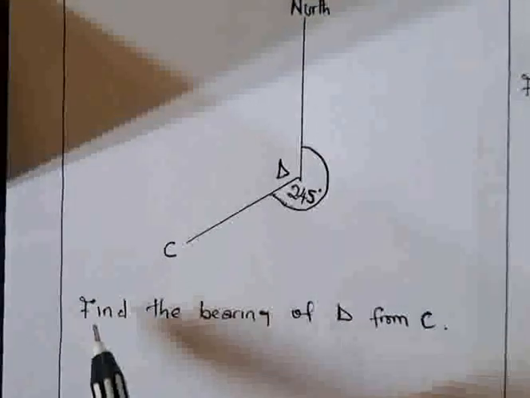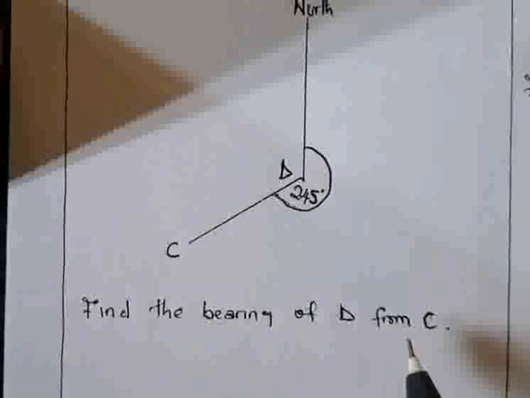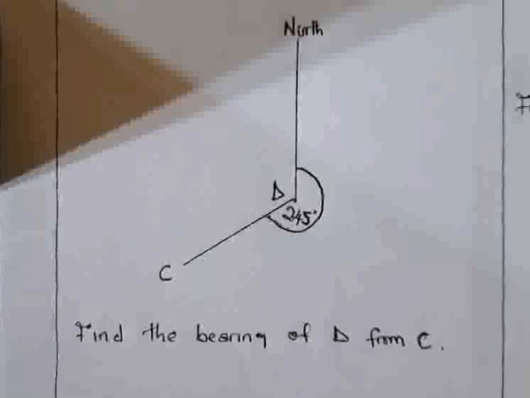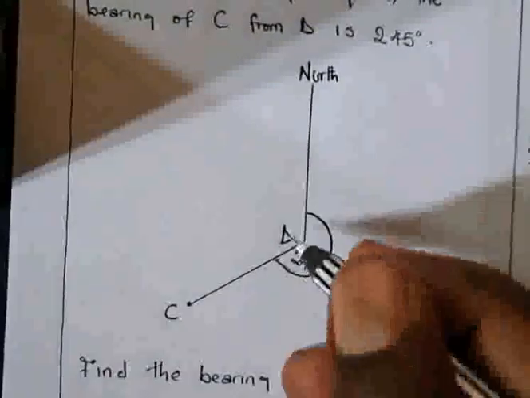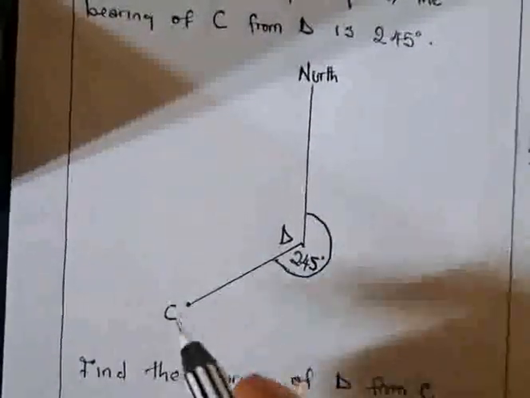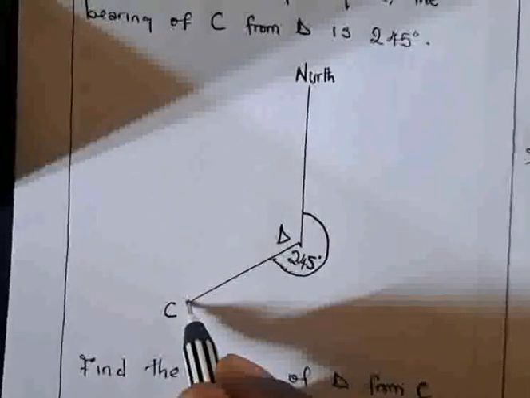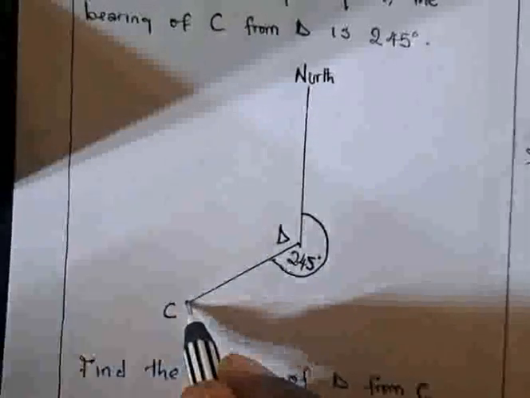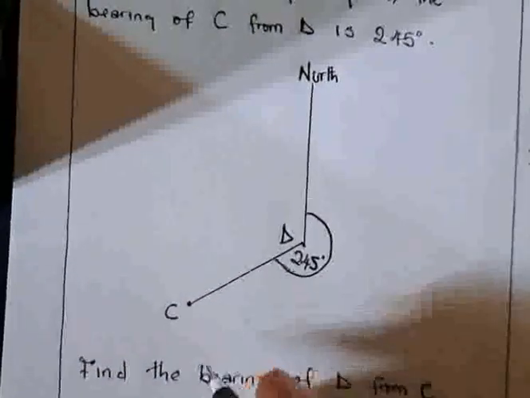Now what they want is for us to find the bearing of D from C. So now we are coming from C going to D. This is point C where they say from. That's where we're coming from, and we're going to where D is. As we are standing on C, guys, please pay attention. You have to face a fixed position, and that fixed position should be north.